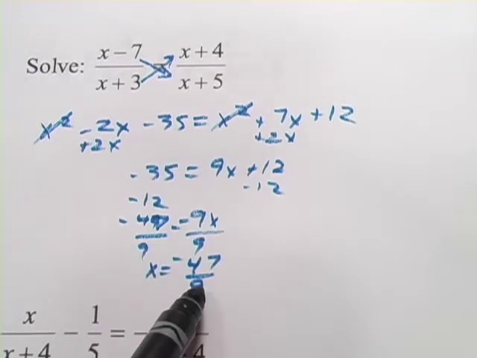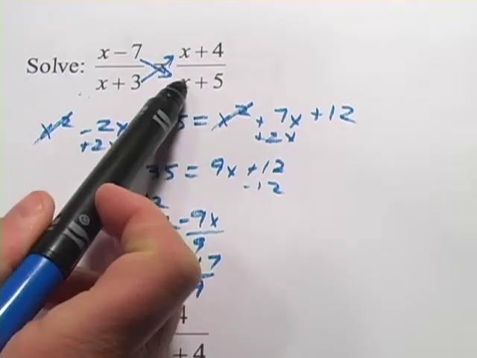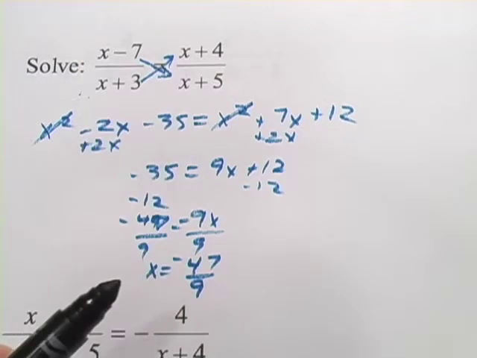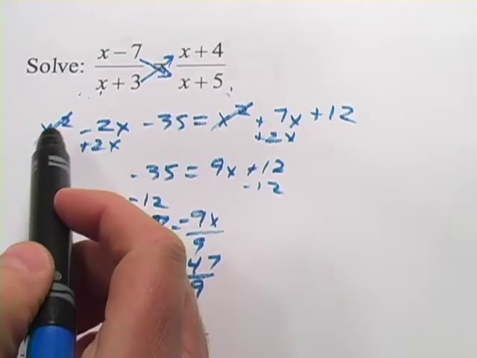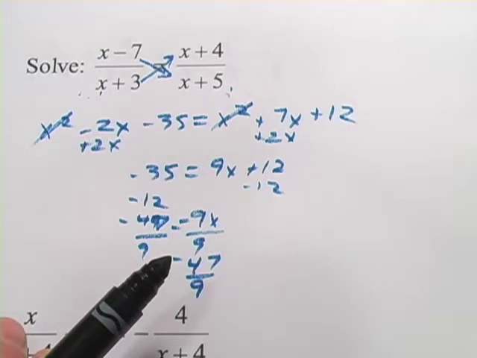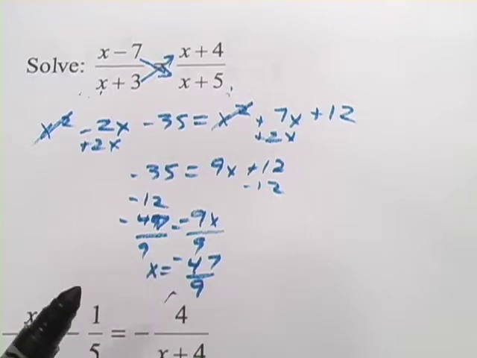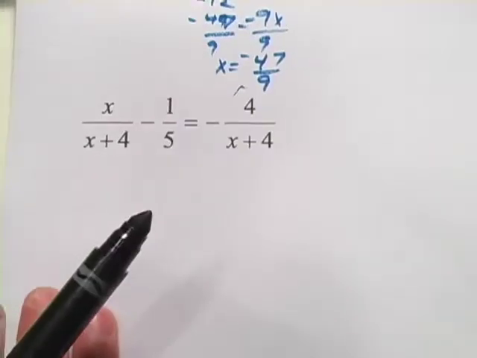And as I look at this number here, it's not a negative 3, it's not a negative 5, so it looks like it's going to be a solution that would not make this original expression be undefined in any way. So it looks like negative 47 ninths is our solution. Let's look at another one.